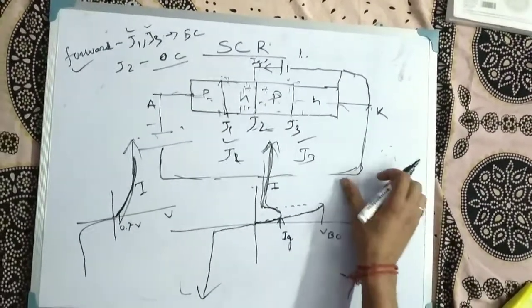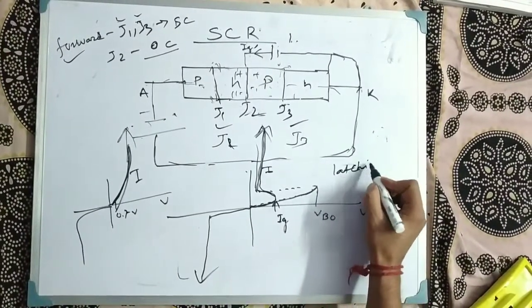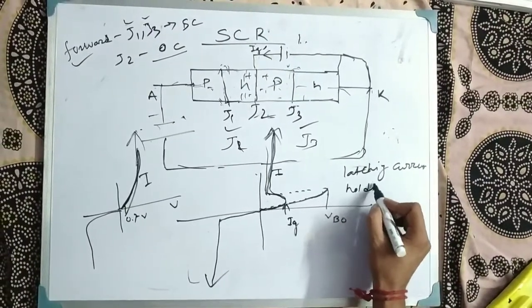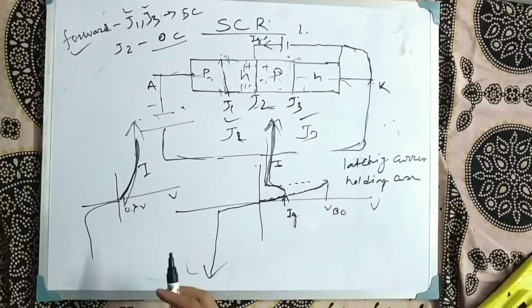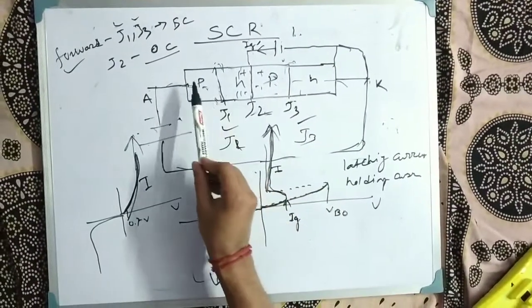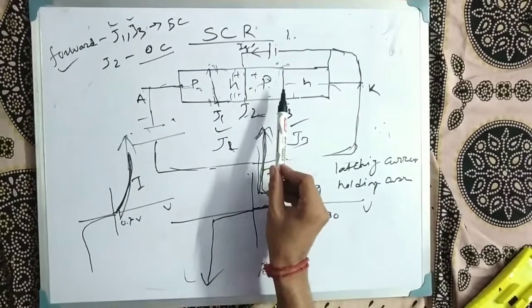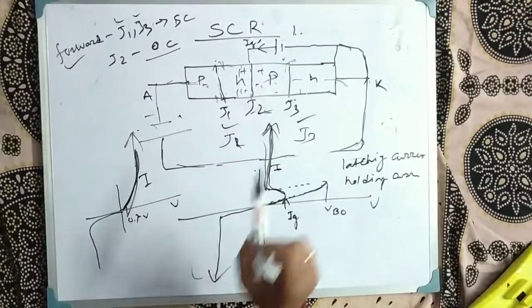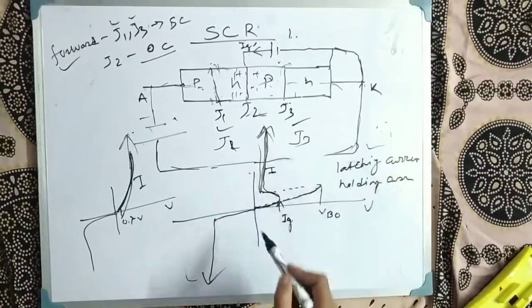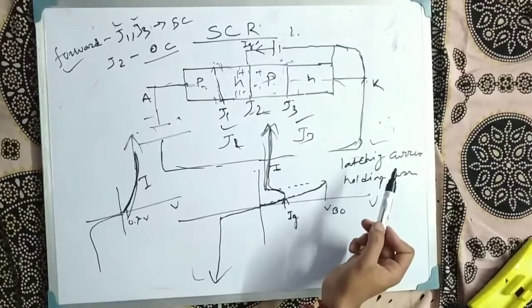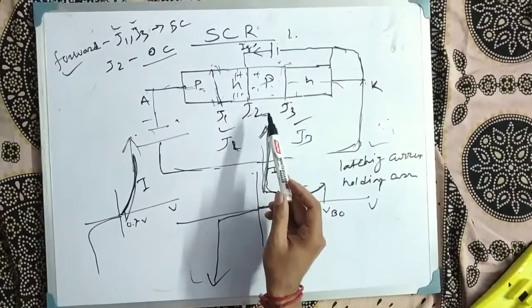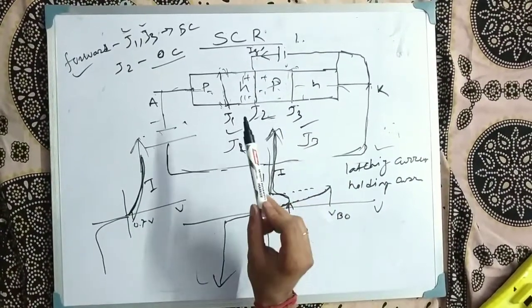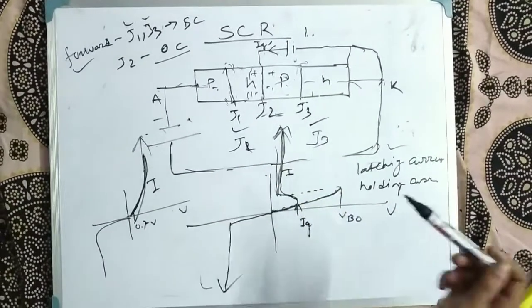Now for this thyristor, we have two points. One is latching current, and two is holding current. Latching current is the minimum amount of current needed to start this SCR. To start this SCR, we have to have some minimum amount of current. This is called latching current. And holding current is the current needed to maintain this SCR on. Below that current, the SCR will stop conducting. This is called holding current.